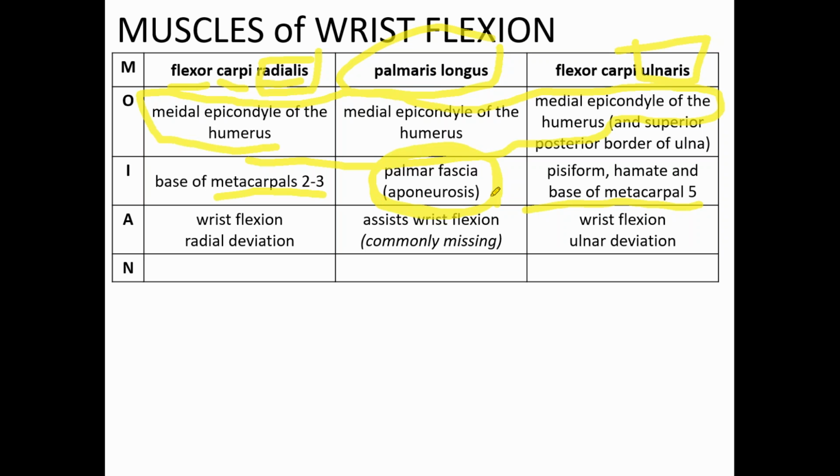Lots of people are missing this muscle. Palmaris longus is unique in that it doesn't insert onto a bone, it inserts onto fascia, the thickening in the palm of your hand. They all do wrist flexion, and then look at this. Flexor carpi radialis does radial deviation. It had the word radialis in it. Ulnaris, what could it do? Ulnar deviation. So the name just gave away all its information. Hopefully that helps you.